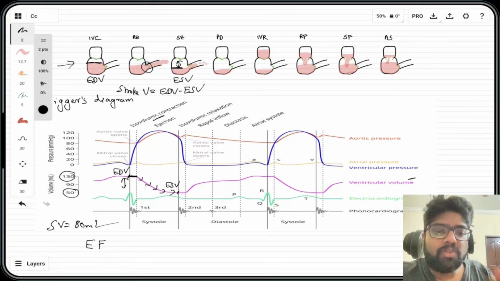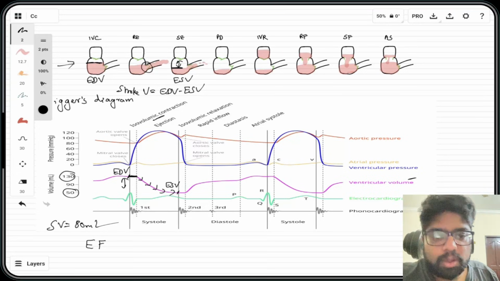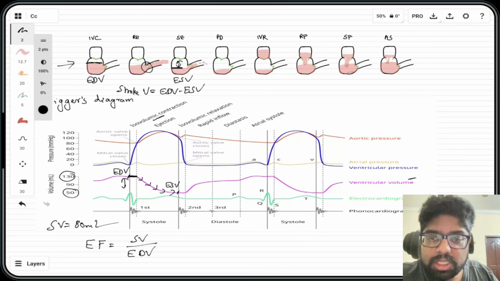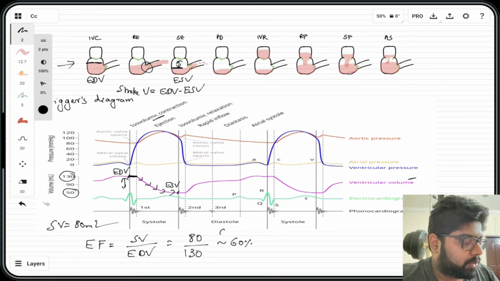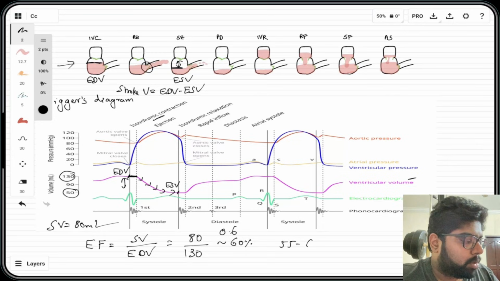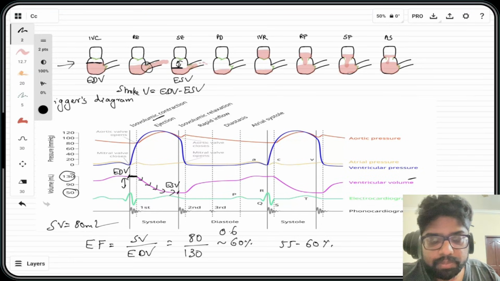Ejection fraction means the fraction of blood out of the amount which was originally present that has been ejected into the aorta. So what was the amount of blood that was originally present? That was EDV. How much has been ejected into the aorta? That is stroke volume. So that basically gives you the ejection fraction. So in this case, stroke volume is 80, EDV is around 130, that will come to around 60%. Okay. It can be 0.6 if you express it as a fraction, or 60%. 55 to 60% is a normal ejection fraction, a very important parameter that is usually checked during echo.